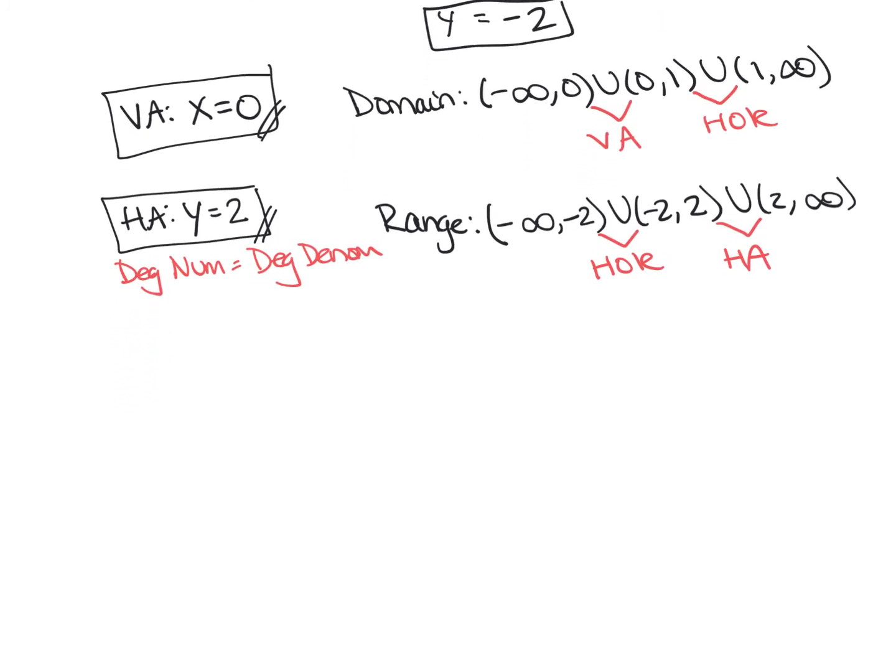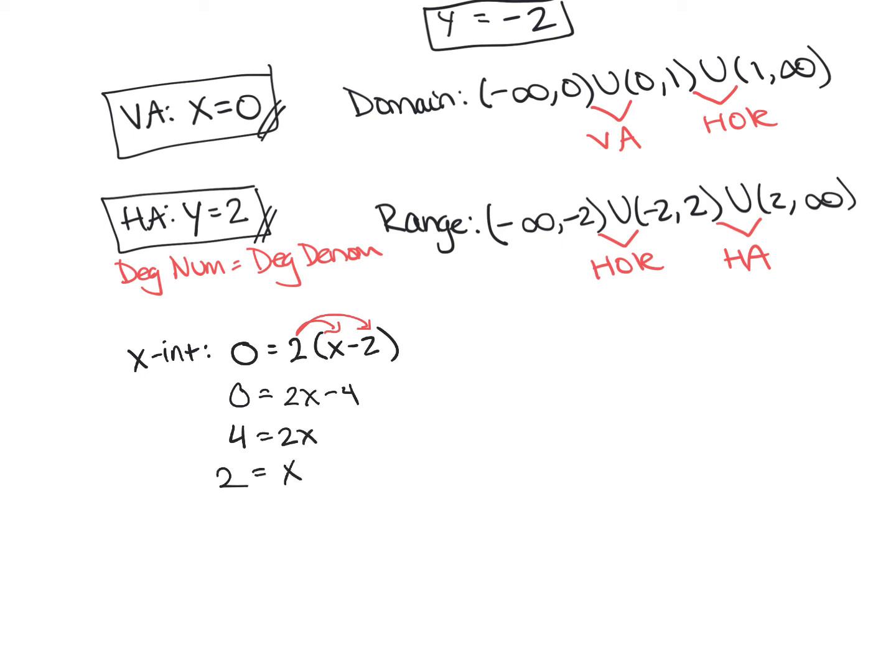For the x-intercept, you're going to set the numerator equal to 0. And again, we're using our new numerator. So for the x-intercept, we'll have 0 is equal to 2 times x minus 2. First thing I'm going to do is you can either divide both sides by 2 or you can distribute this 2 right here. And you get 0 is equal to 2x minus 4. I'm going to add 4 to both sides. Get 4 is equal to 2x. Divide both sides by 2. And get x is equal to 2. So my x-intercept in this case is going to be (2, 0).